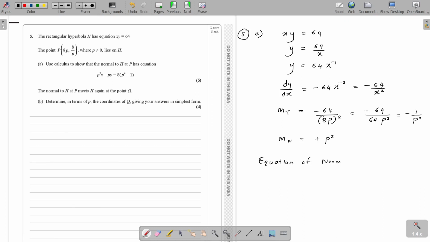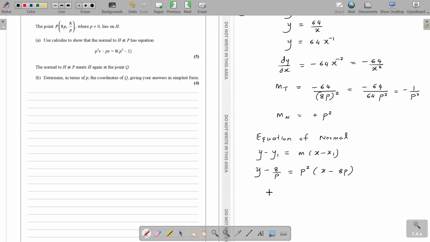Now let's get the equation of the normal. The equation of the normal, any straight line, follows this format: y minus y1 equals gradient times x minus x1. So y minus y1, at the point (8p, 8/p), the y coordinate is 8 over p. The gradient is p square. x minus x1 is x minus 8p. So we have to simplify this equation to show that.